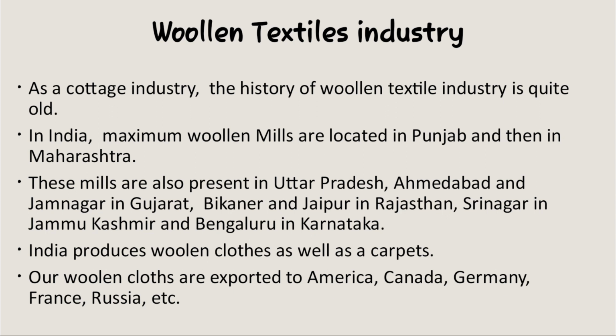So first leading producer of woolen textile industry is Punjab. उसके बाद आएगा Maharashtra. Then which are the other states which produce wool in our country? UP, Gujarat, Rajasthan, Jammu Kashmir and Karnataka. India produces woolen clothes as well as woolen carpets. Our woolen clothes are exported to America, Canada, Germany, France, Russia, etc.